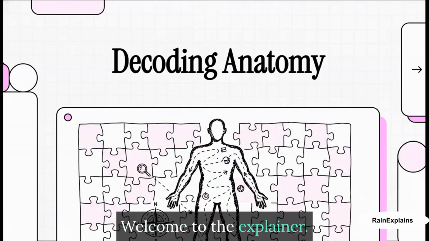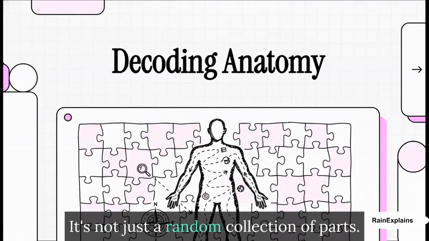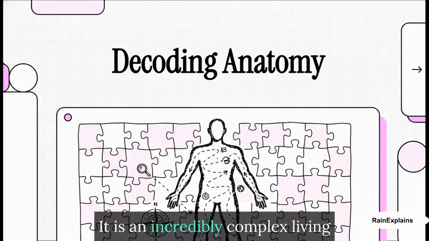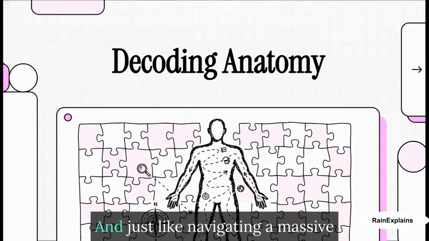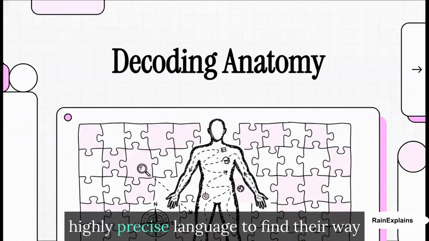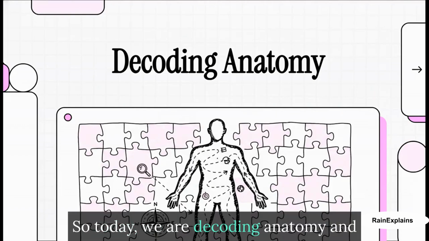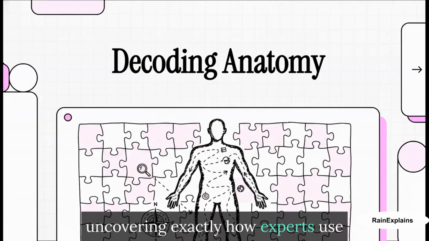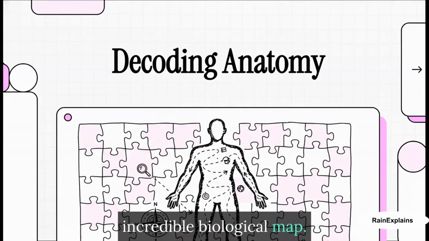Welcome to the Explainer. So, think about the human body for a second. It's not just a random collection of parts. It is an incredibly complex, living, breathing, three-dimensional map. And just like navigating a massive continent, medical professionals need a highly precise language to find their way around it. Without that language, you're basically flying blind. So today, we are decoding anatomy and uncovering exactly how experts use structured terminology to navigate this incredible biological map.